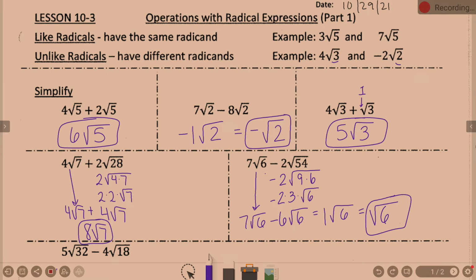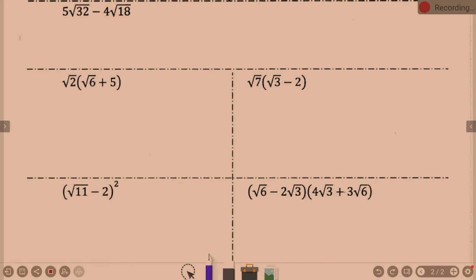Okay, go to the next one. I'm going to go to my next screen because I'm out of room. I have it set up on the next screen, though, I believe. 5 square root of 32 minus 4 square root of 18.